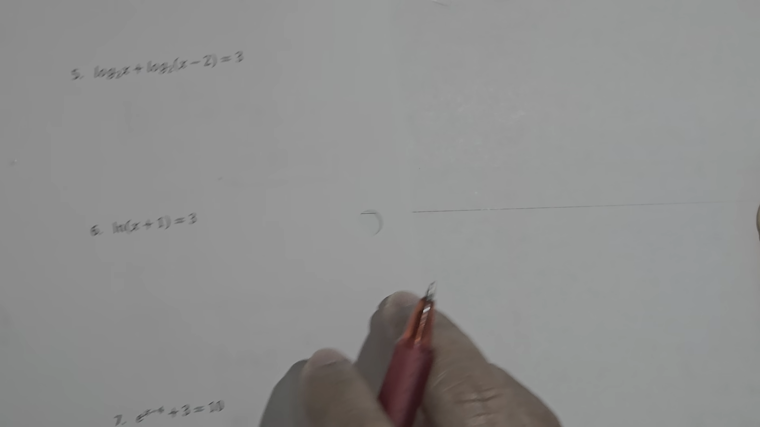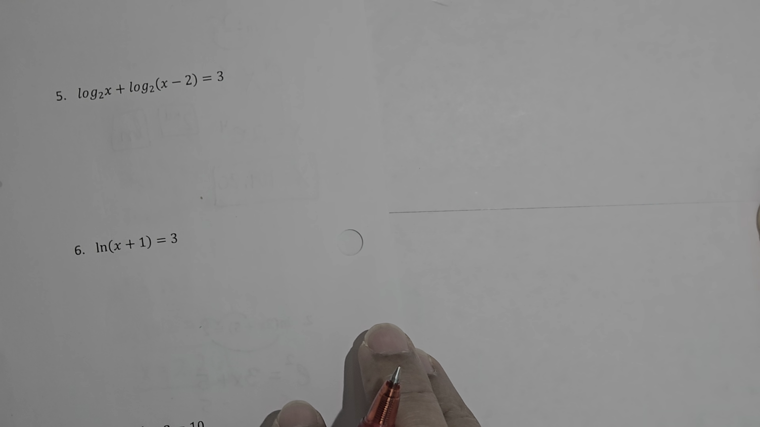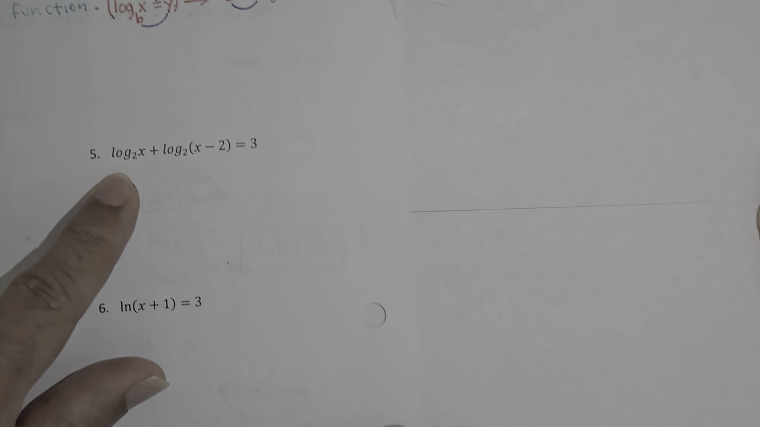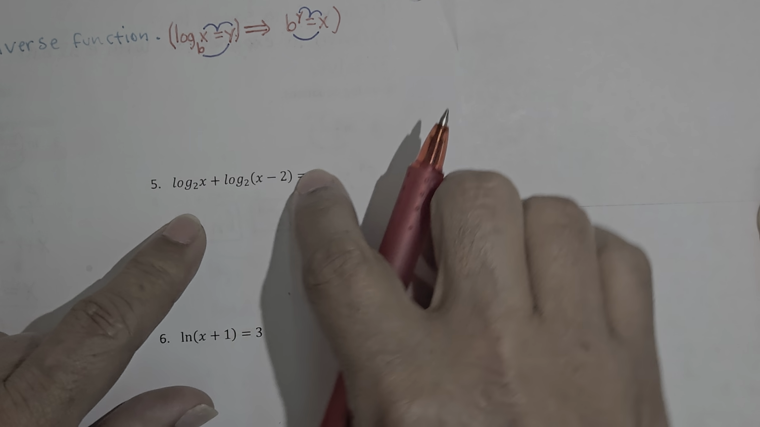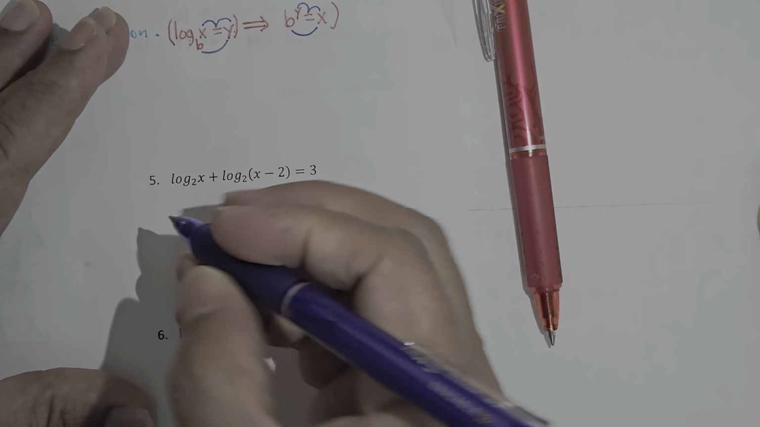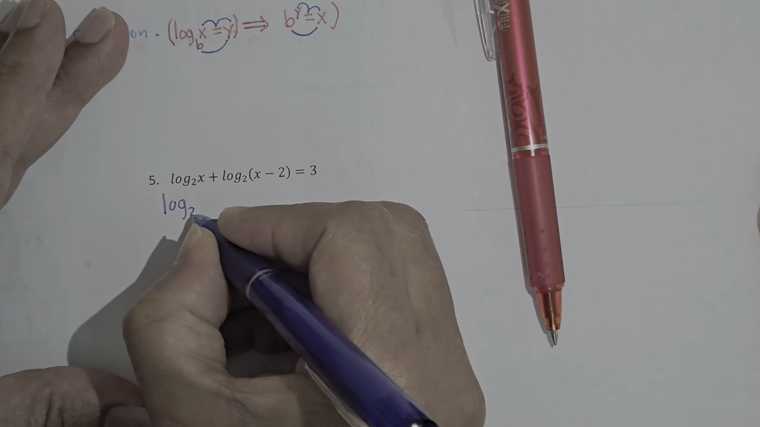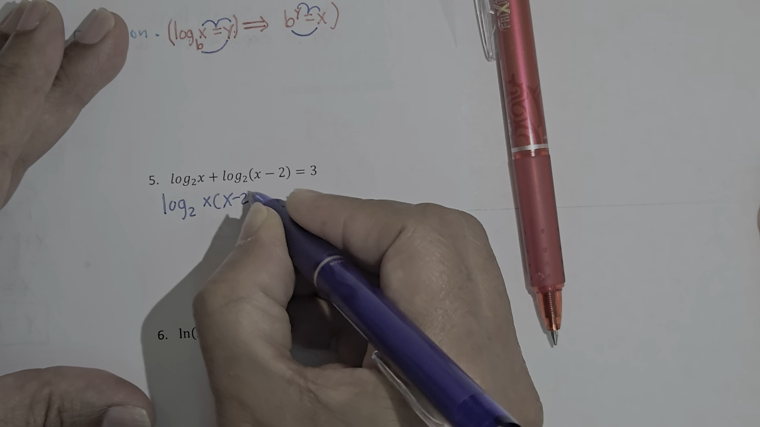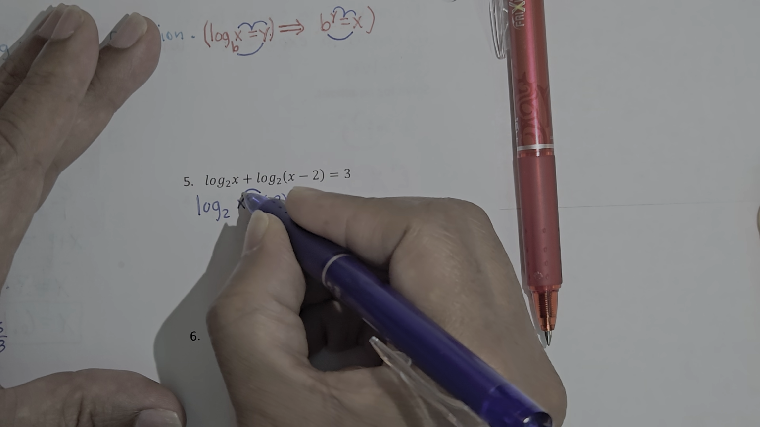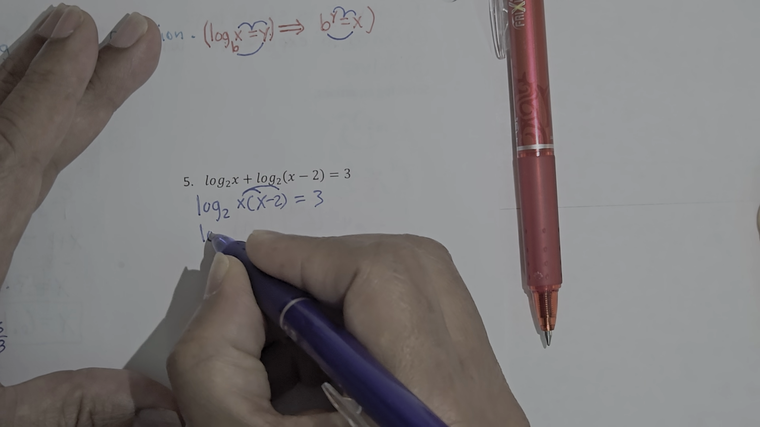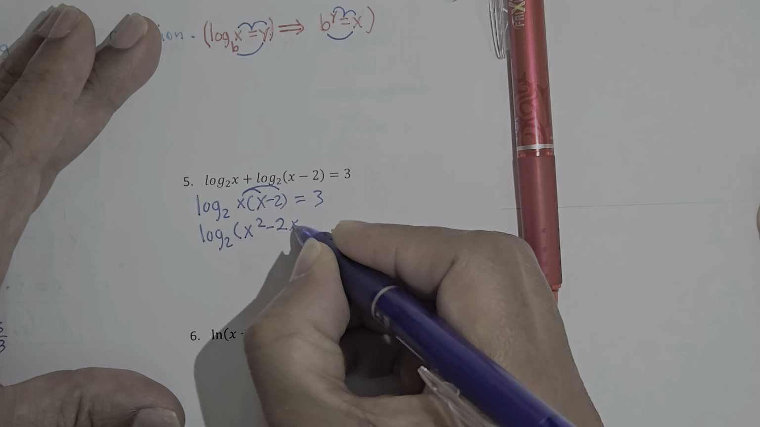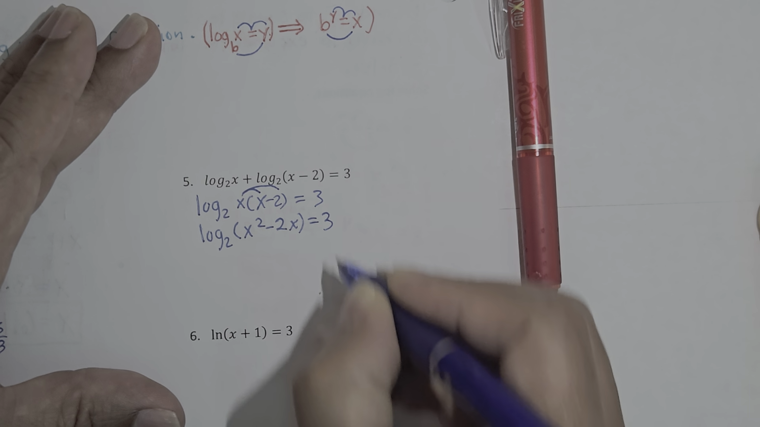All right, next example. For this next example, we have a log, but notice that we are adding 2 logs, and this is one log and this is the other. This is plus, so that means we can apply the product property. I'm going to condense to a single log: log base 2 of x times x minus 2 is equal to 3. Then I'm going to expand or distribute inside of the parentheses. So this becomes log base 2 of x times x is x squared, and x times negative 2 is minus 2x, and this is equal to 3.